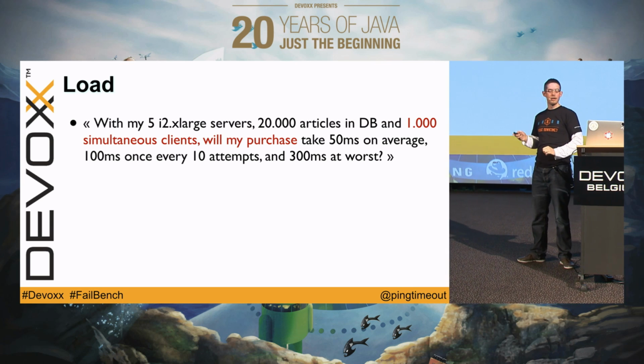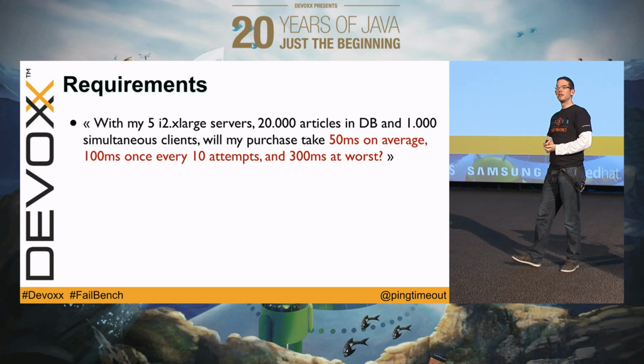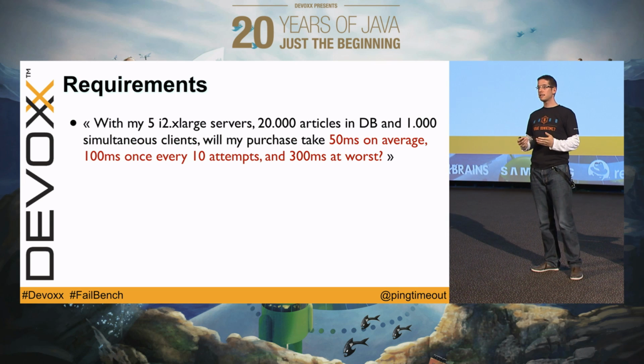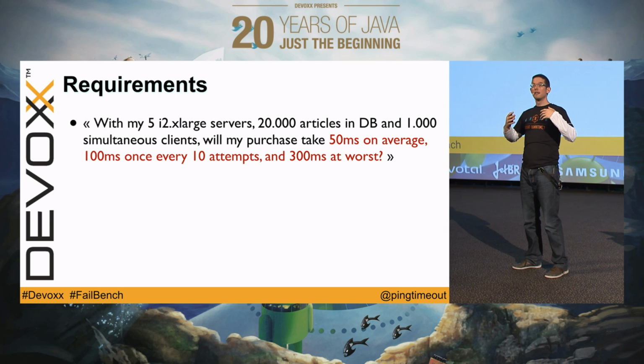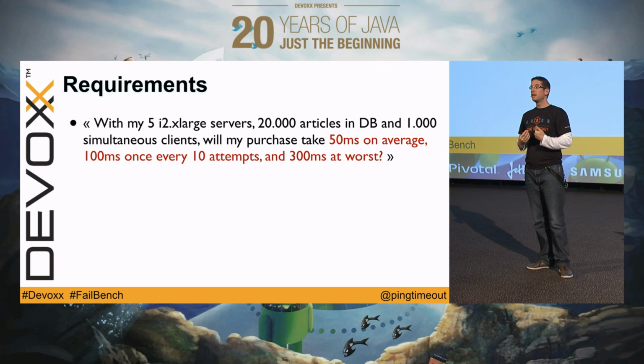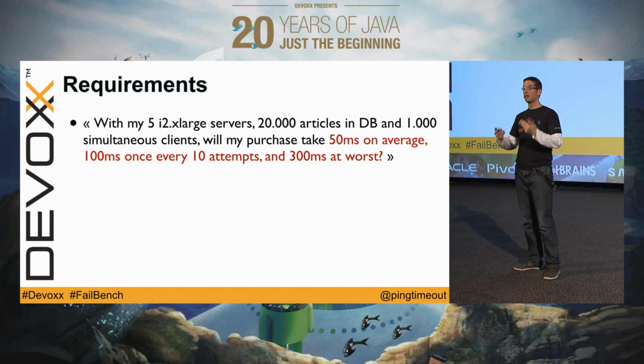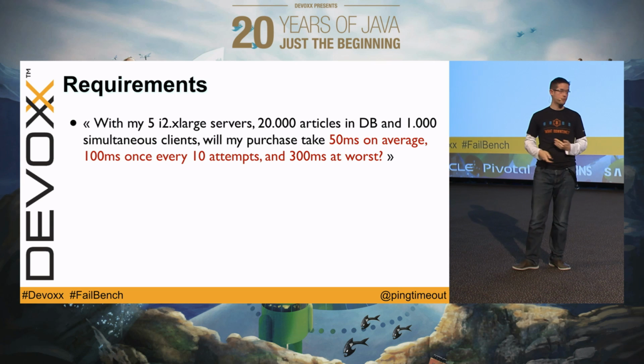And finally, I have my requirements. Now you see here, I have an average latency. And that's pretty okay, because that's what I got from my product manager, but I also got the 90th percentile and the maximum response time. So now I have enough material to work, at least for a couple of iterations.